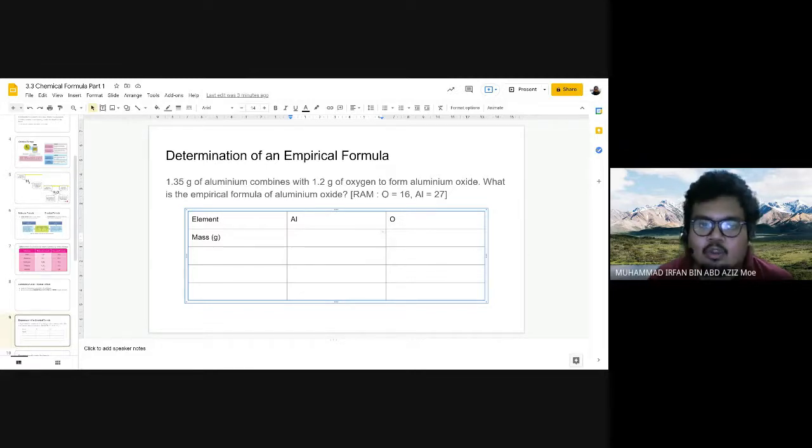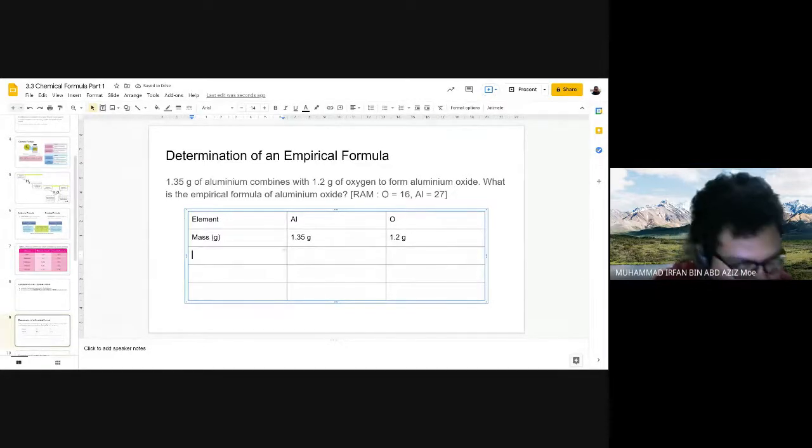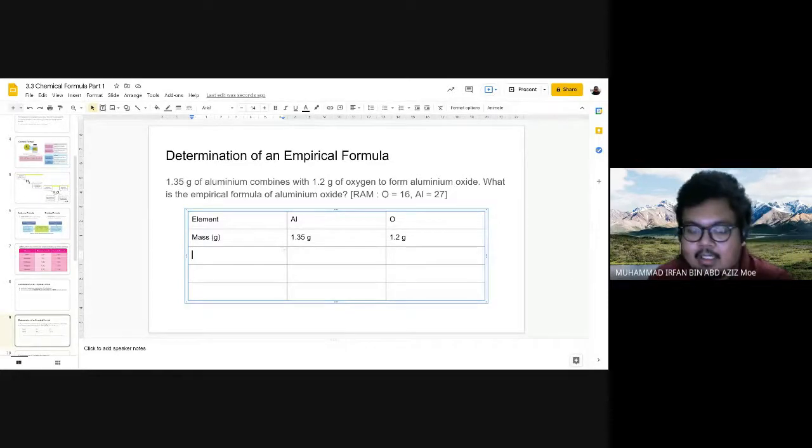Alright, okay. So to determine the empirical formula, this first one kita tulis the symbol Al and O, and then what is the mass? Kita letak mass 1.35 gram, and then 1.2 gram. Next, after mass kita calculate the number of moles.